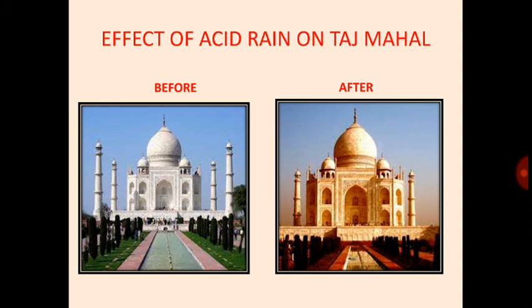This is the effect of acid rain on the Taj Mahal. Here you can see before and after pictures of the Taj Mahal. It used to be shiny before, and when acid rain poured on it, it became pale yellowish colored.